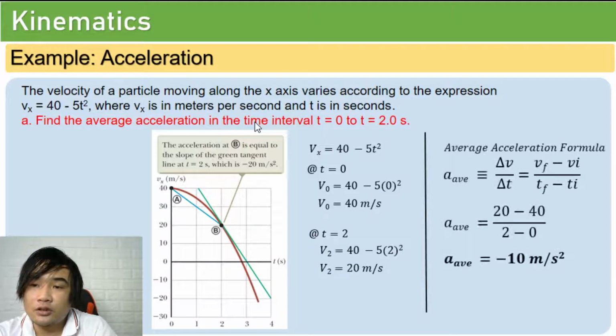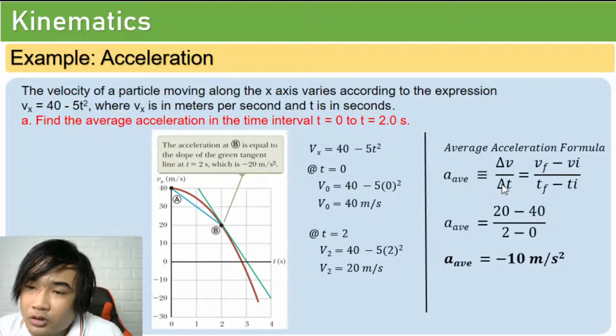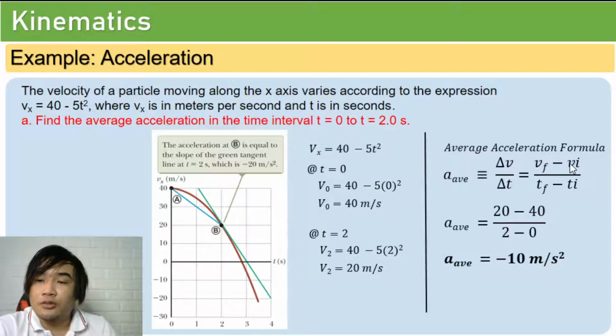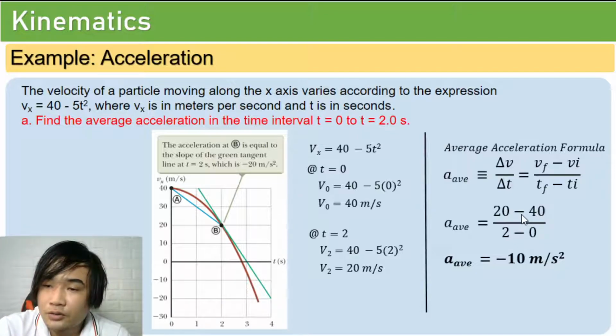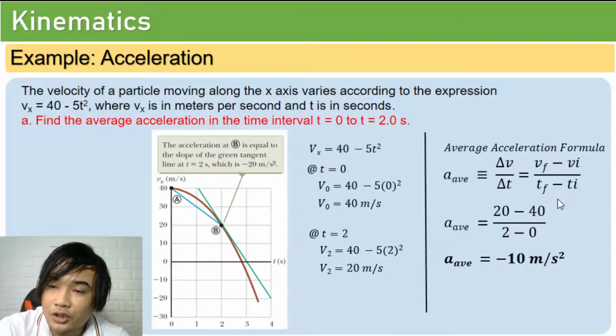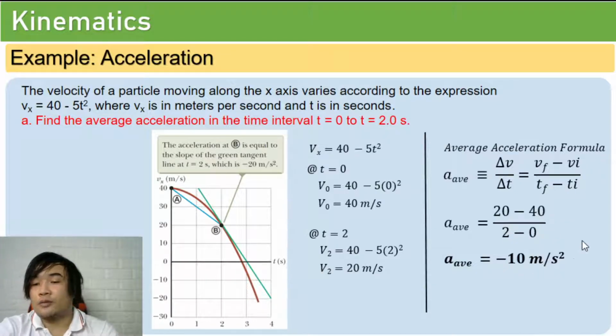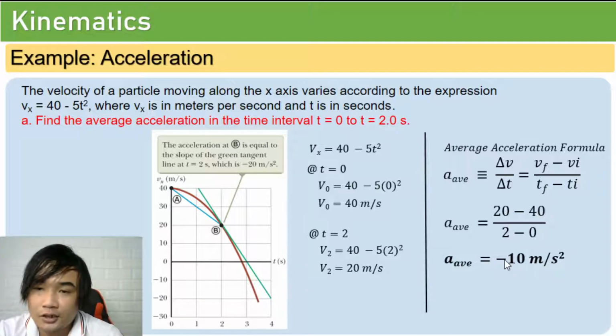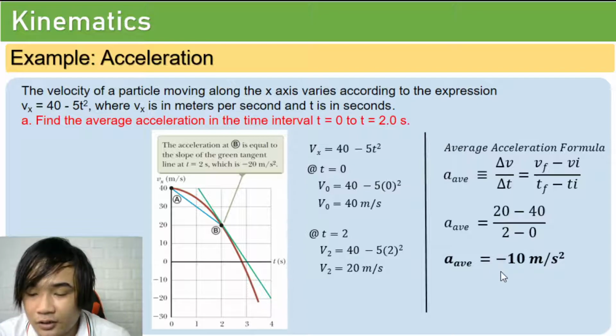The average acceleration is equal to final velocity minus initial velocity over time. That is 20 minus 40, because 20 is the final and the initial is 40. The time is from 0 seconds to 2 seconds. That is negative 10 meters per second squared. Meaning, it decelerated when negative. When positive, it accelerated. When negative, it decelerated.